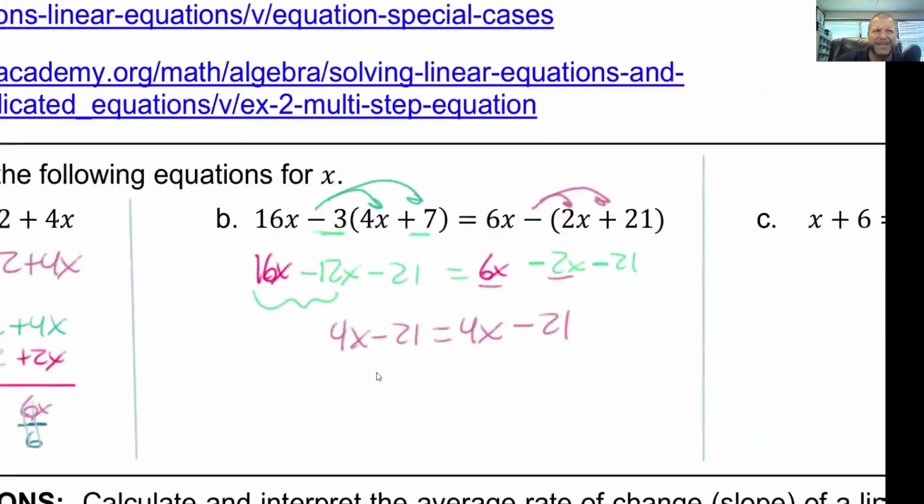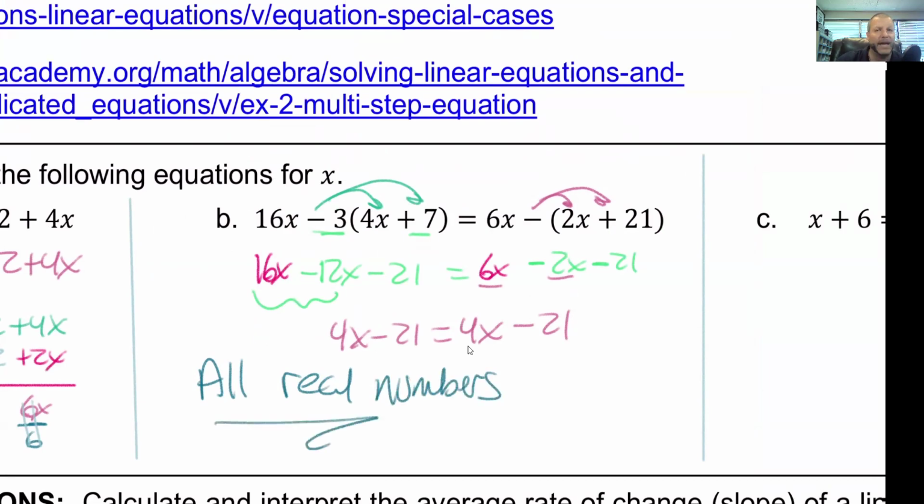So we could keep solving, but notice that this left side is the same as this right side. Any value of x that you plug in, 4 times something minus 21, is always going to be the same as 4 times that same thing minus 21. So this is all real numbers. So any value of x would satisfy or solve this question. Sometimes we call this infinite solutions, infinitely many solutions. So that would be our answer here.